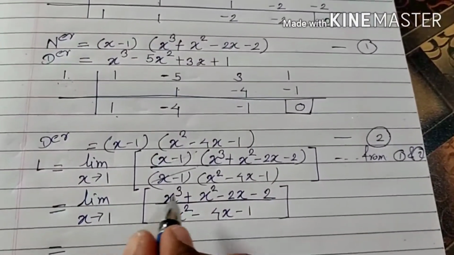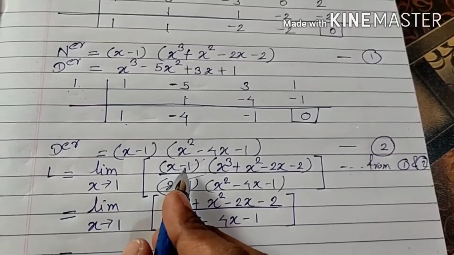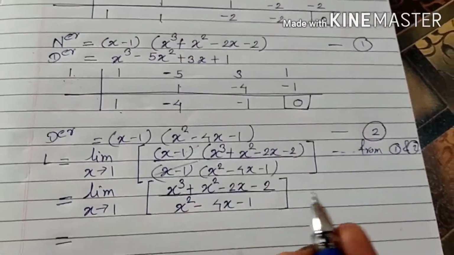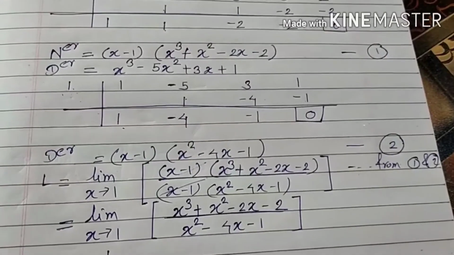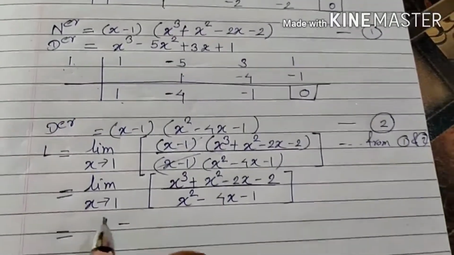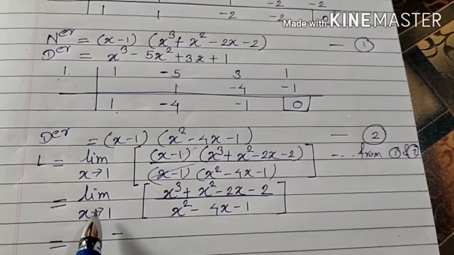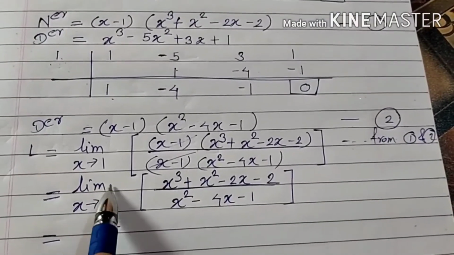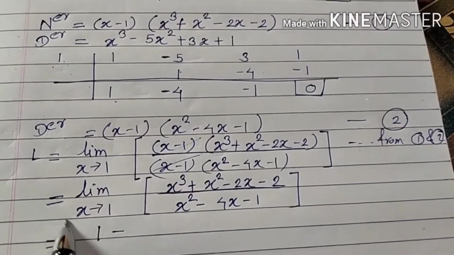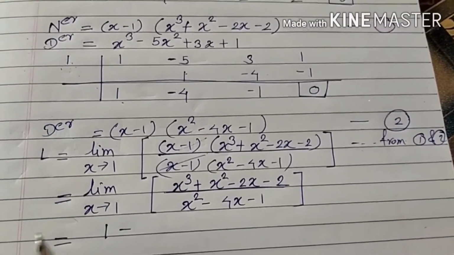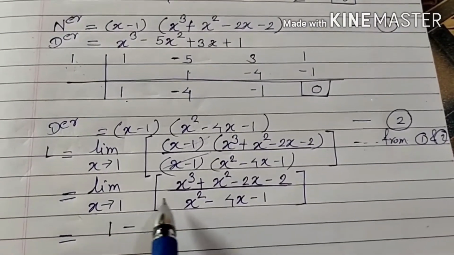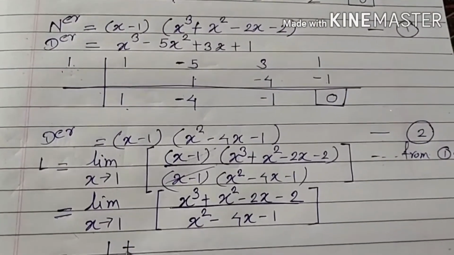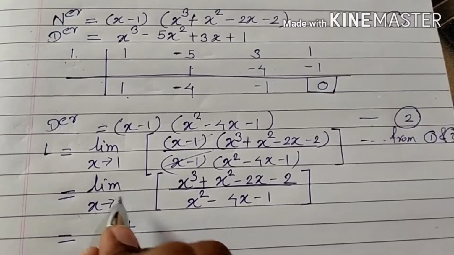Apply the limit because the factor which made it infinity is removed. So after applying the limit, students remember that when you apply the limit, then the sign of limit is eliminated. It will be removed because you apply the limit. So don't write the sign of this limit.